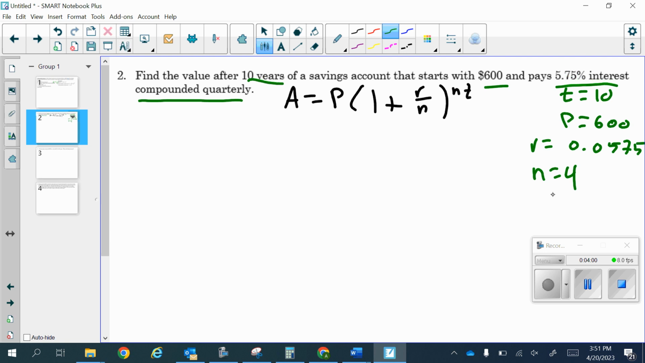And then from here, just plug in all these values. And in this case, I'm solving for A. So I'm told to find the value in the savings account after 10 years. This A is the current value of the account after t years, which is 10.